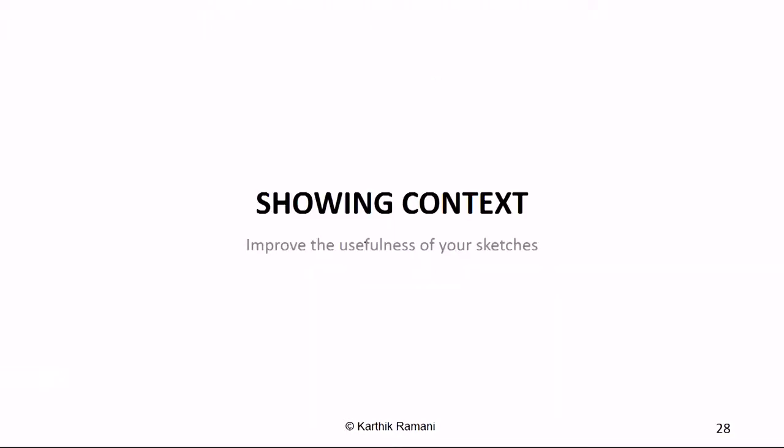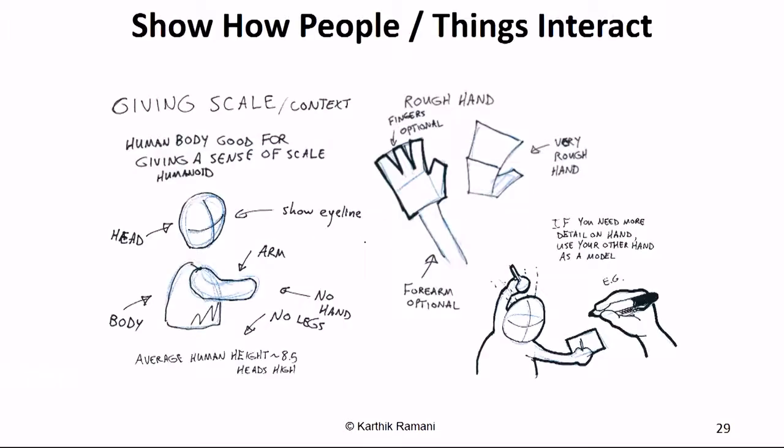Also, showing context is an important part of sketching. It improves the usefulness of your sketches. For example, here, giving scale and context with a head, with an arm, and with the hands, all of these give sketches the context. So showing people interacting with things, showing the body, showing the hands. And it's fairly easy to do this.